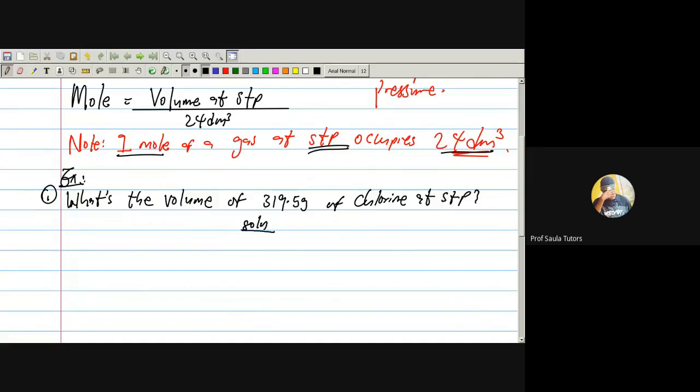Solution. Don't forget something: what is the volume? You have to calculate the volume. They ask us to calculate the volume at STP. We don't know. This 319.5 gram is the mass. And can you tell me what's the molar mass of chlorine? Chlorine is a diatomic gas, Cl2. So the molar mass will be, and don't forget, the atomic mass of 1 chlorine is 35.5. If you check your periodic table, this is what you will see.